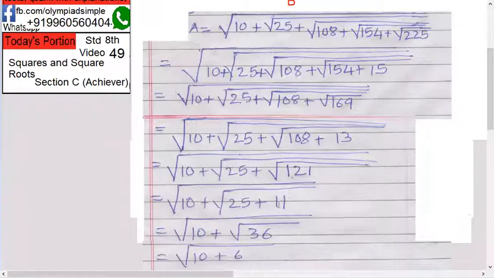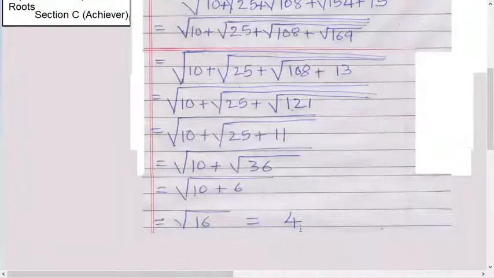So 25 plus 11, now that is 36. So square root of 36, that is 6 over here. So now 10 plus 6 is 16. So square root of 16, that is 4. So answer of A is 4.